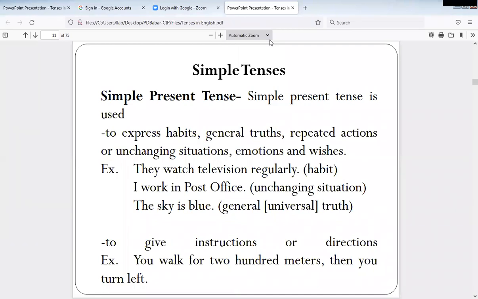Here, the first form of the verb, that is watch, is used, and that is why it is simple present tense. Then the next example we saw is: I work in a post office. So it is an unchanging situation. Nobody can change it, and that's why it is simple present tense, and we use simple present tense here for the formation of this sentence.